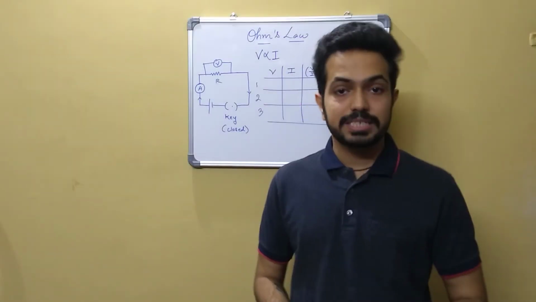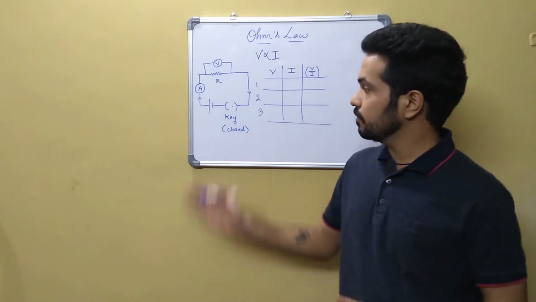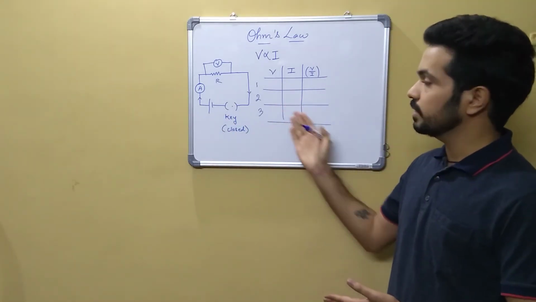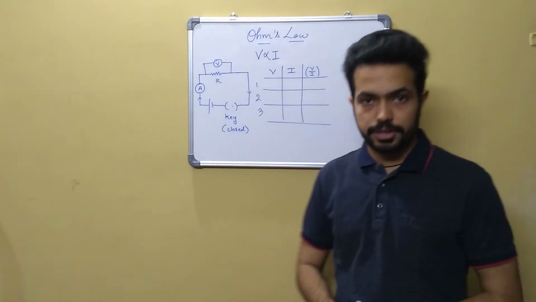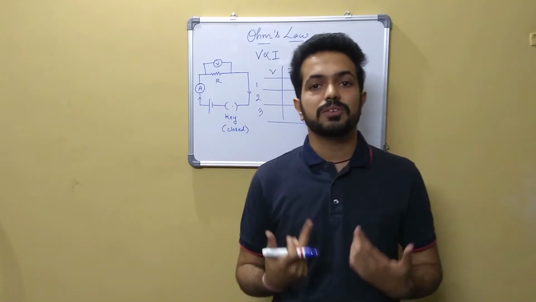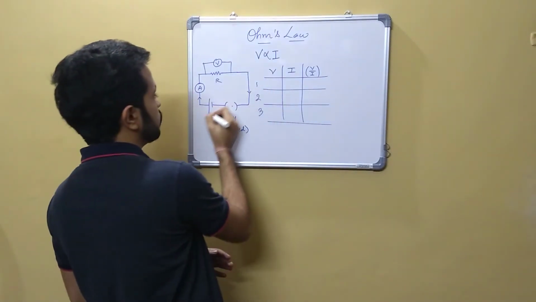Having studied the statement of Ohm's law, let's see how we are going to prove this particular law. So for that, we will be using the same circuit. Now you might be wondering how we will get three different readings for voltage and current. For getting different readings, what we will be doing is increasing the number of cells for every reading. For example, for the first reading, this is the setup.